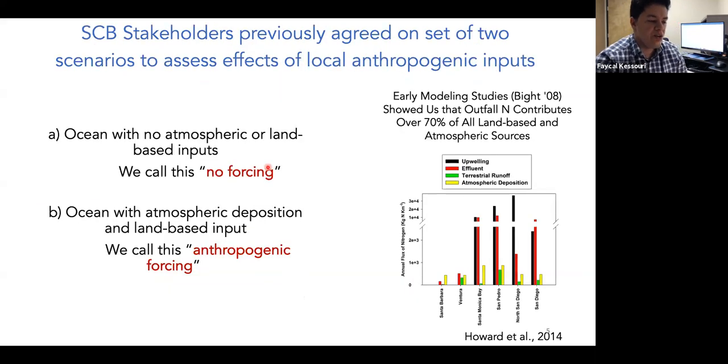So we agreed with stakeholders to run the first two scenarios. The first one is a model including only natural variability, and another scenario including natural variability plus the anthropogenic data I was talking about. What I want you to understand also is that most of the nutrient contribution comes from the effluent.